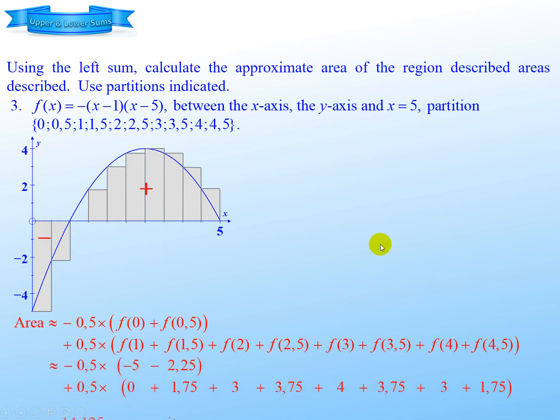And this gives us 14.125 square units. Once again, that is an approximation. That is below what it actually is, so we'll see that it's a lower bound. The Riemann sums takes us to find the exact area.